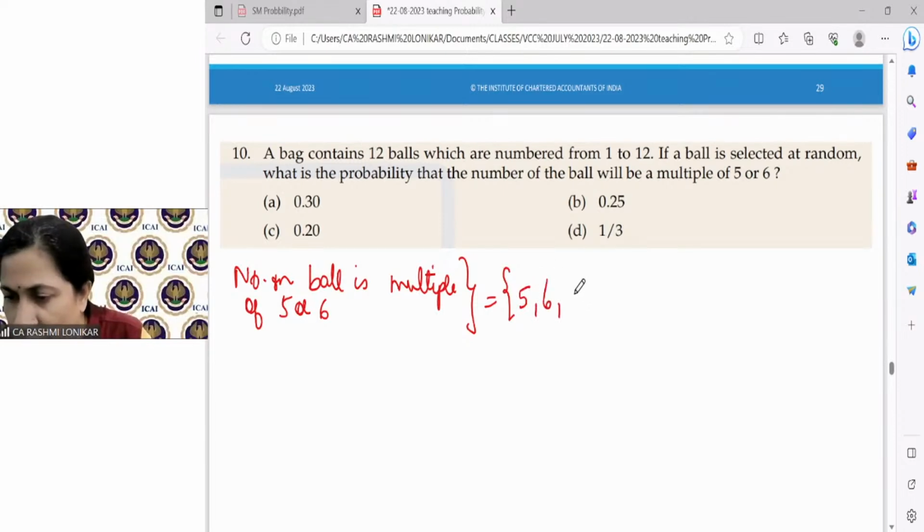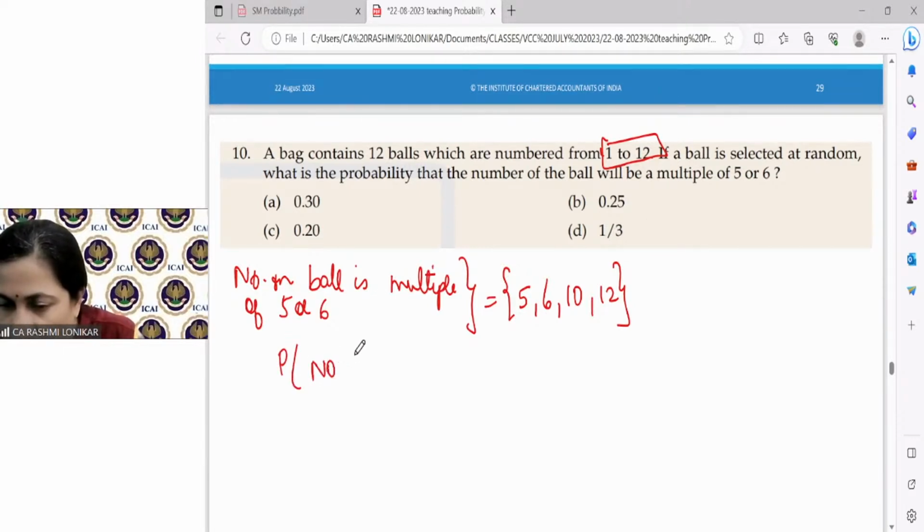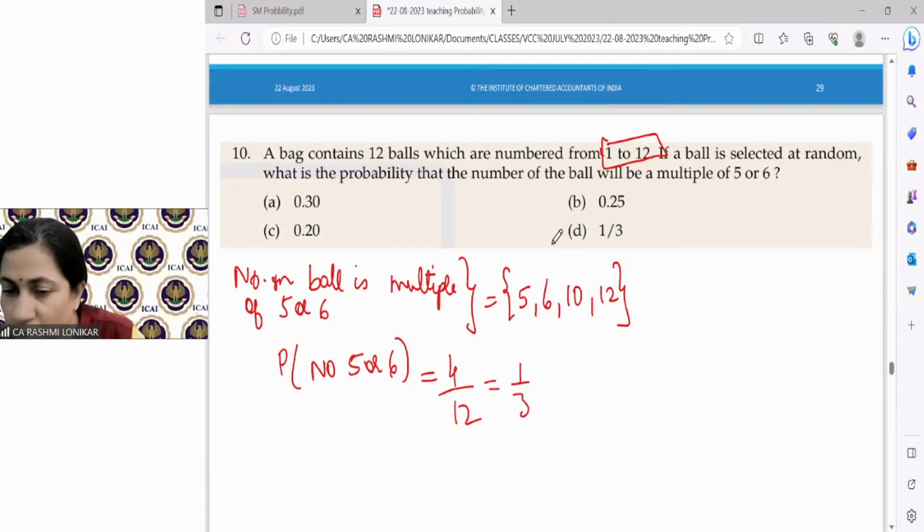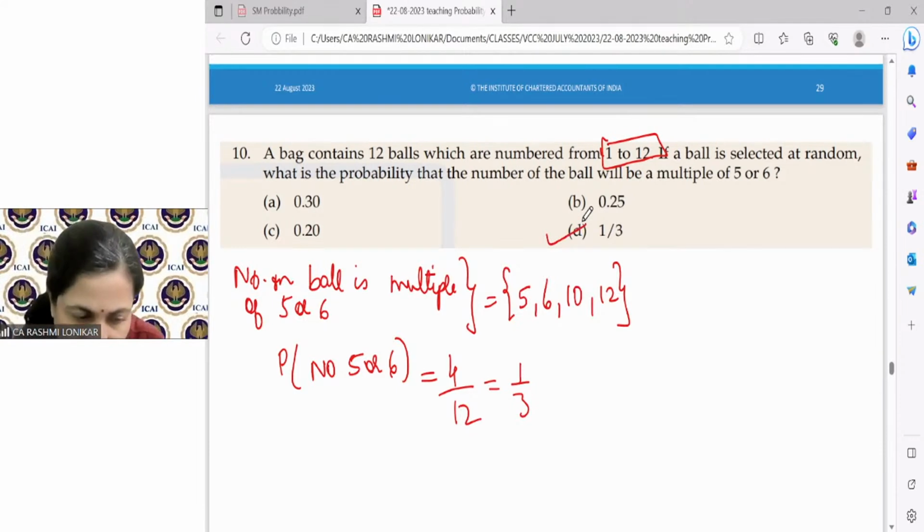What will be the next multiple of 5? 10. Multiple of 6, 12. Then 15. But always remember, don't get carried away. The total number of balls is 12, maximum 12. So how many do I have? 1, 2, 3, 4. Now what is the probability? The probability of number 5 or 6 multiples will be: how many are there? 1, 2, 3, 4. What are the total number of balls? 12 balls. So this is equal to 1 by 3. Okay, so D will be the correct answer.